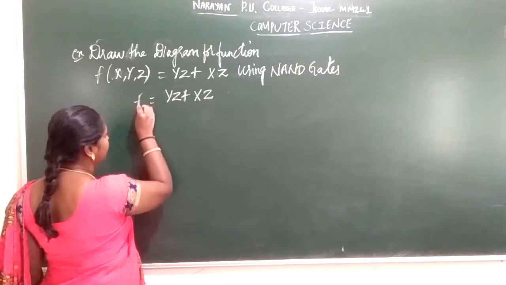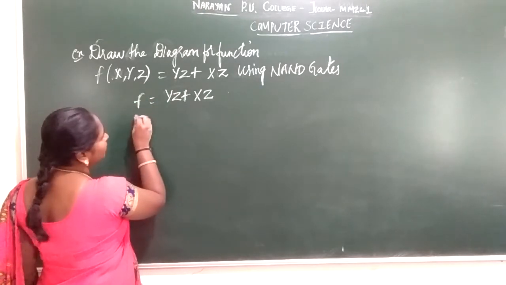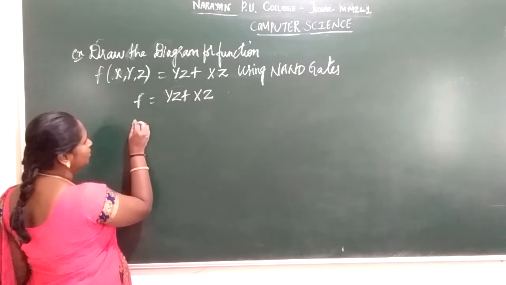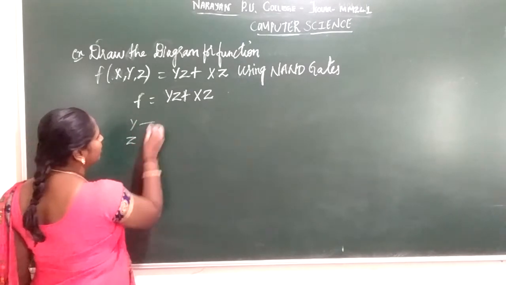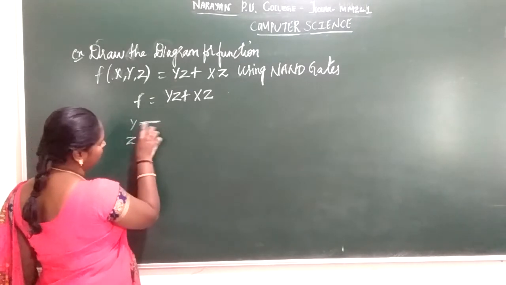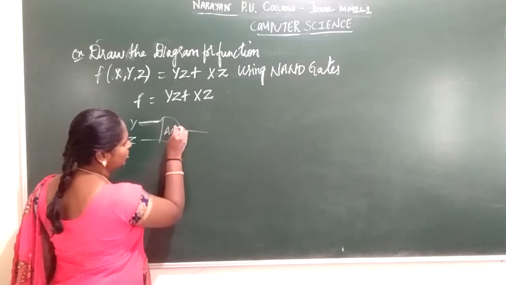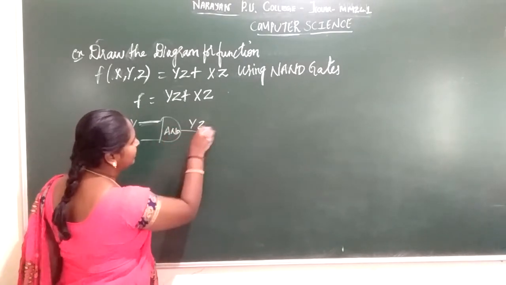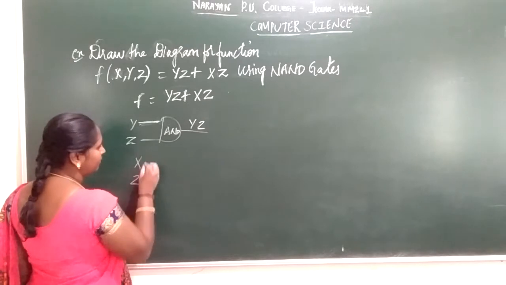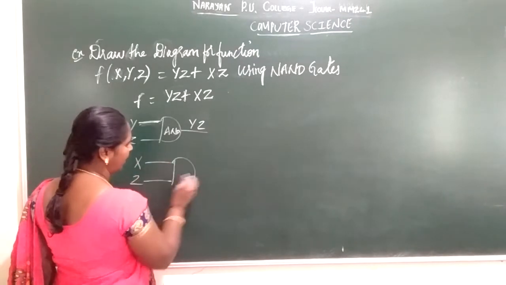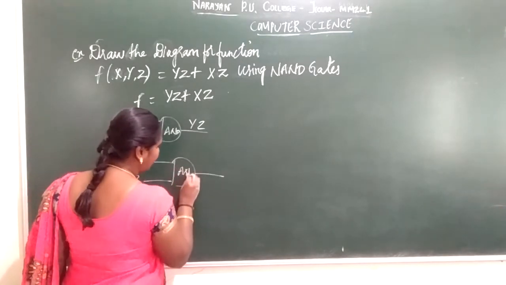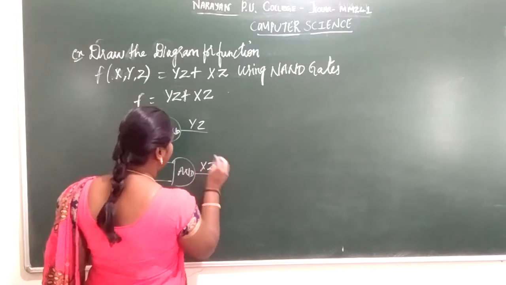So here for this expression, you draw the basic gates. Here y, z. It doesn't have any complementation or any NOT gate, so directly it is being ANDed. AND operation. You get the result as yz, xz. For this, again you do an AND operation. You get an AND, and the result is xz.